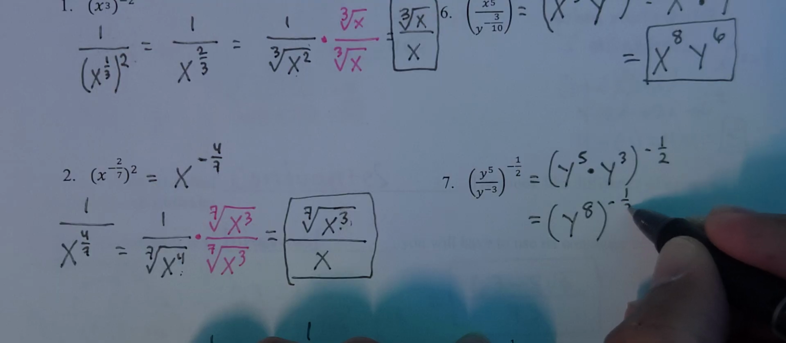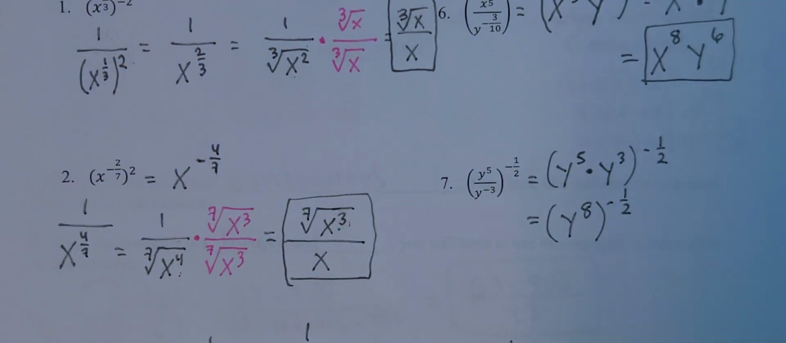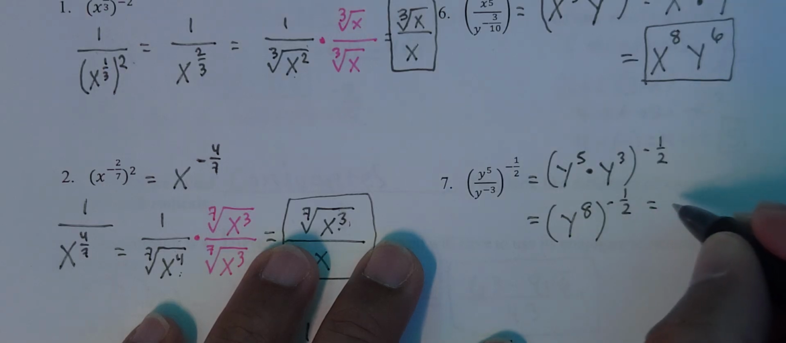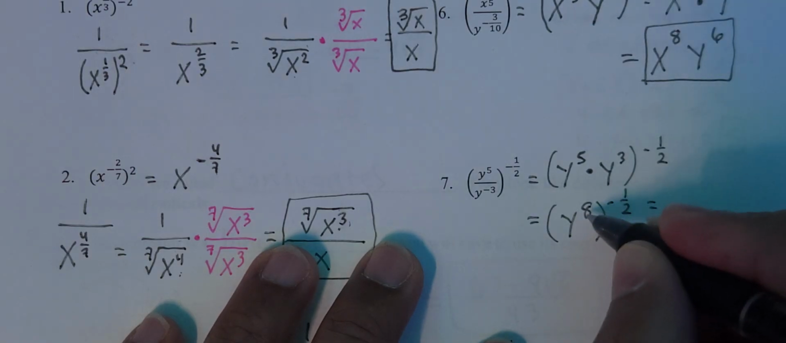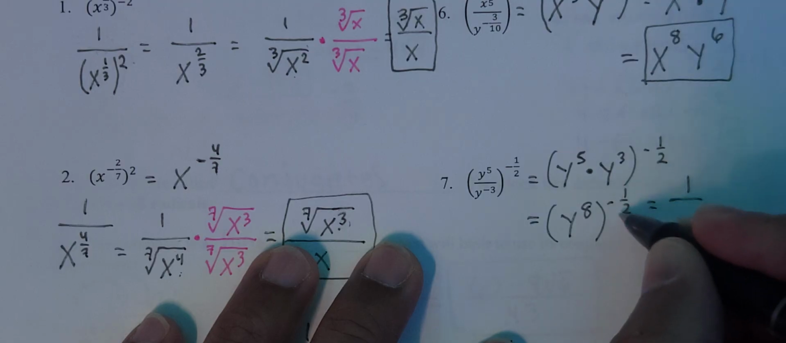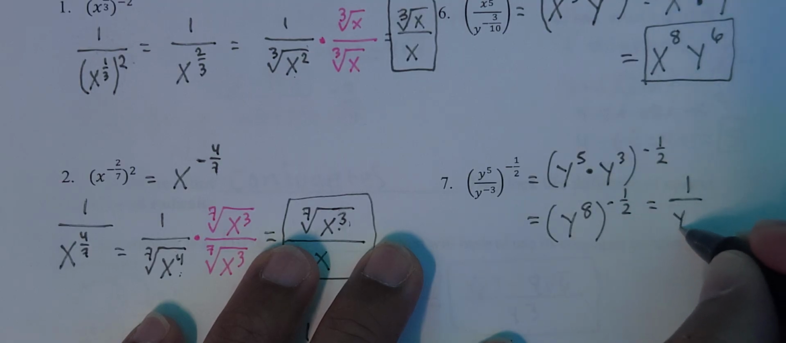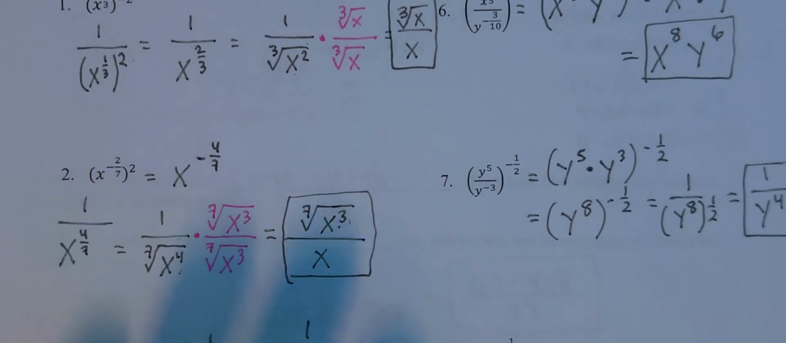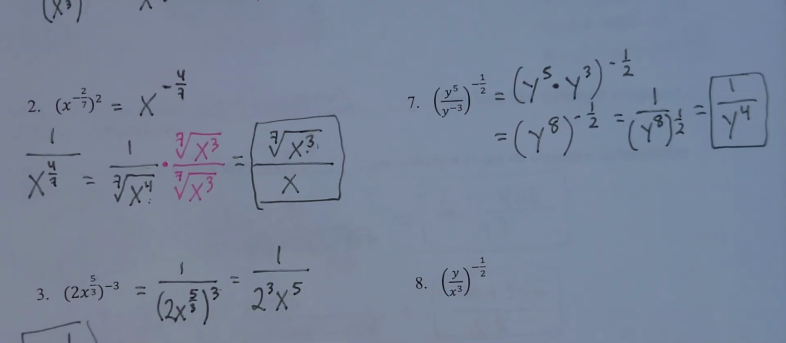And then we have negative 1/2 as a power to distribute still. So then this is equal to, I'm going to make this 1/2 positive, so this is y to the 8th in the denominator, and then distribute the 1/2 power. Notice that 1/2 power now became positive. And then take 1/2 of 8. So 1/2 of 8 is 4, so this is 1 over y to the 4th, and this is the simplest form for the answer to this problem.